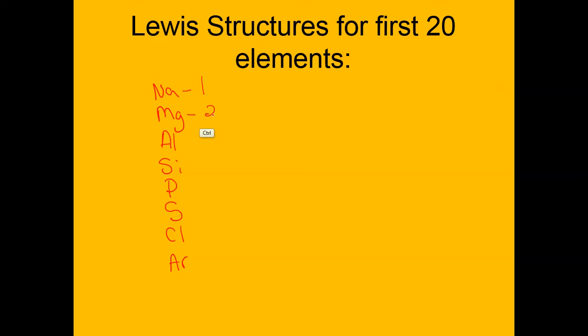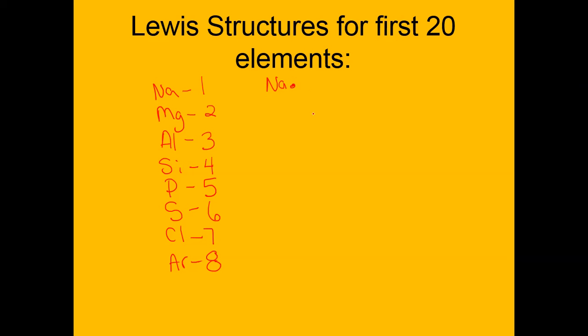Sodium has 1, magnesium 2, aluminum 3, silicon 4, phosphorus 5, sulfur 6, chlorine 7, argon 8. Okay, so now we can do their Lewis structures from that. Remember, it's just the symbol and then the dot.